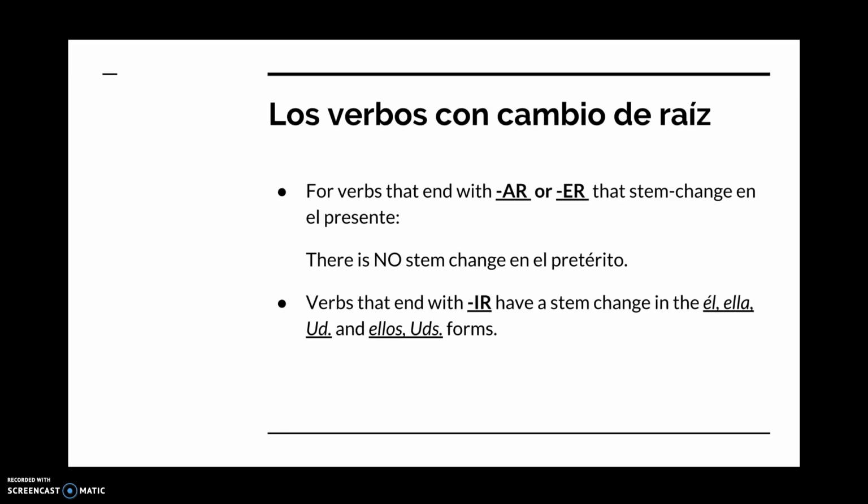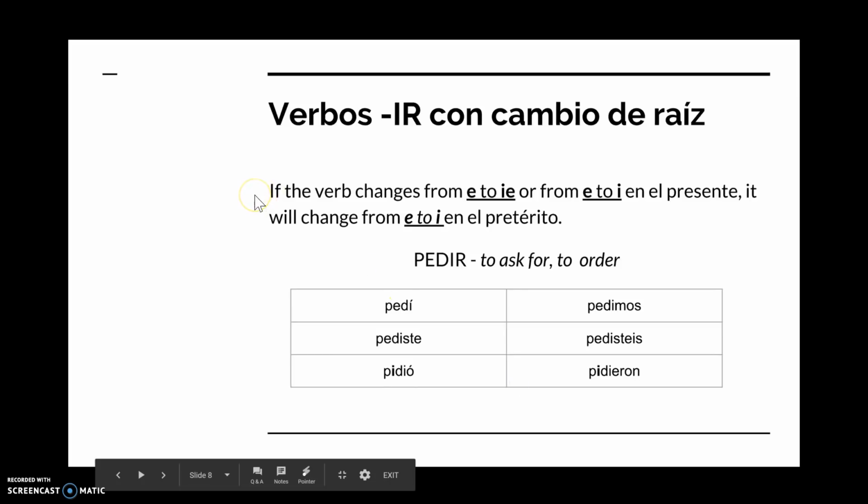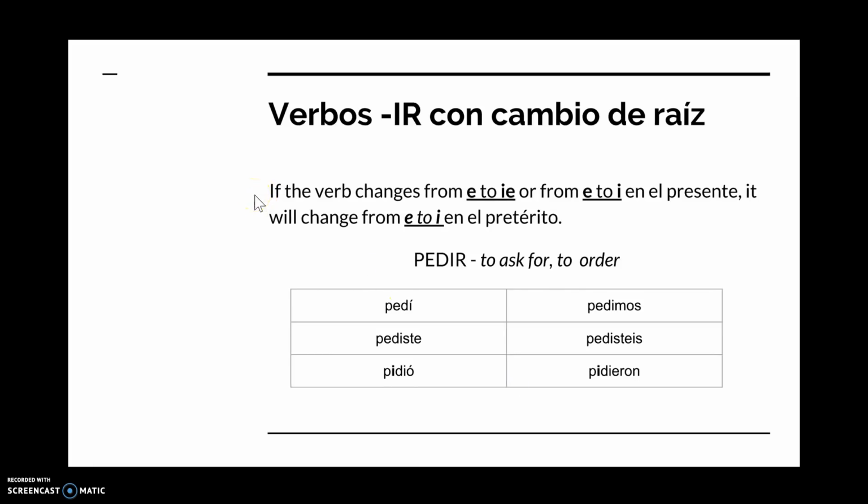And it's important to note that this stem change is different in many cases from the stem change that we see in the present. So you'll note with verbos IR con cambio de raíz that if a verb changes from E to IE, like preferir, or from E to I, like pedir or servir, en el presente, it will change from E to I en el pretérito only in the bottom two conjugations on this chart, the él/ella/usted form and the ellos/ustedes form. Make sure that you write down the conjugation of pedir, and you'll notice, hopefully, that the letter that changes is bold-faced for you on the conjugation.